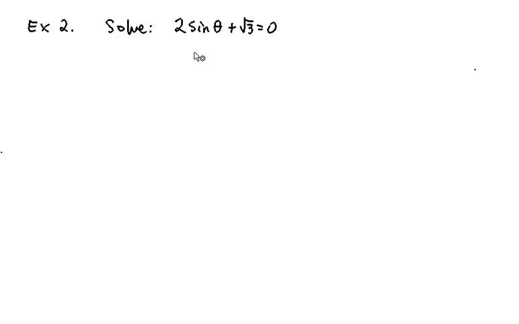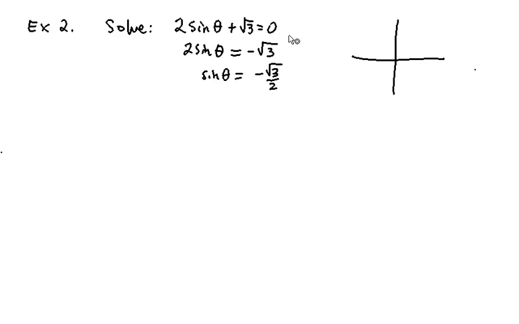So 2 sine theta equals minus root 3. And then sine of theta is going to be minus root 3 over 2. So this statement is equivalent to this. I just need to now find the angles where this is true. Now I didn't say this before, but I'm going to restrict my domain to theta between 0 and 2 pi. So this is my domain. I'm only interested in the angles from 0 to 2 pi where this is true.